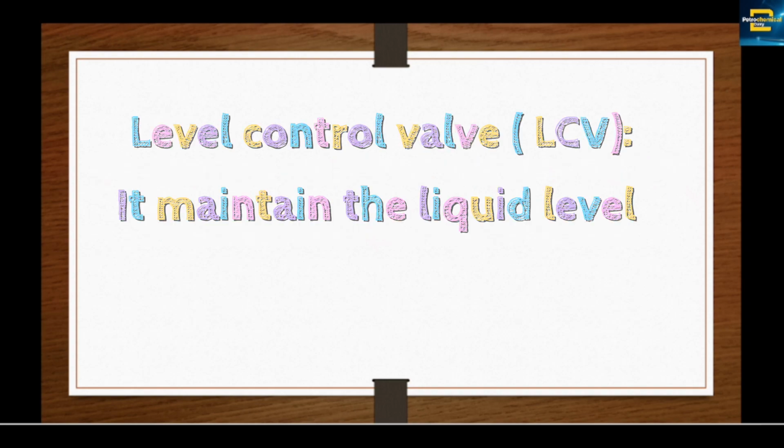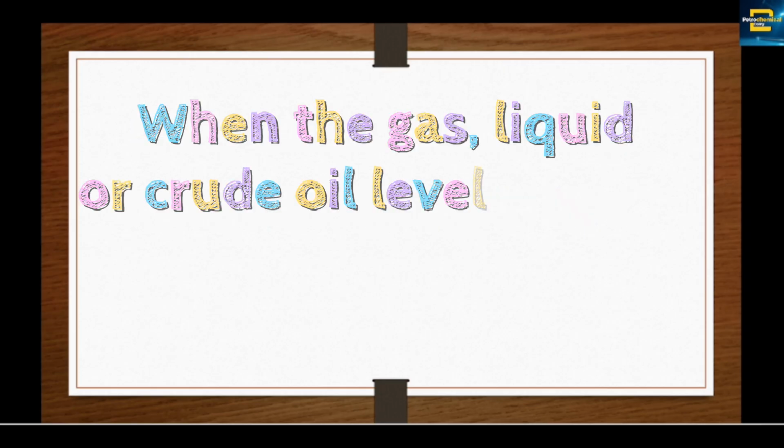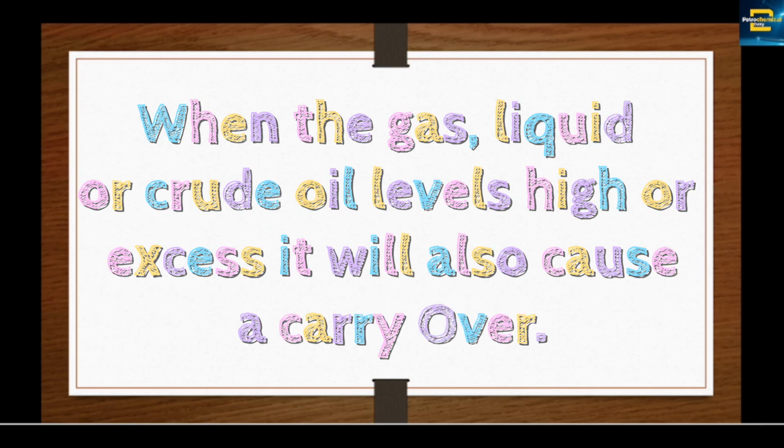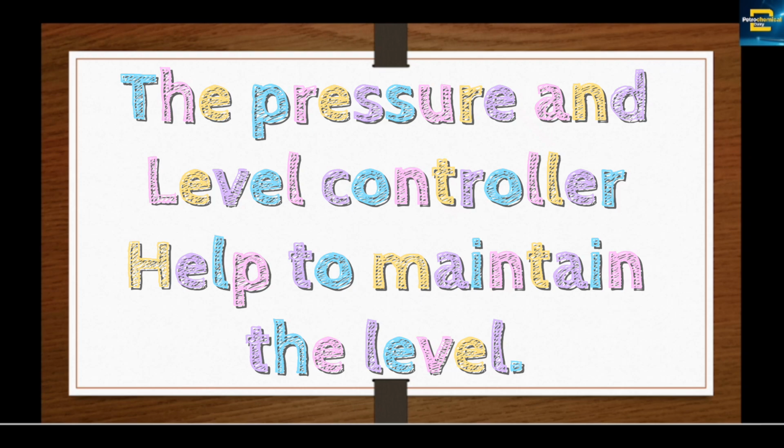And the level controller maintains the liquid level. Now we have to know that when the gas level is high, it will also cause a carryover. Any level that is high will cause a carryover. That means excess: where gas is excess, it will cause a carryover; where liquid is excess, it will cause a carryover; where crude oil is excess, it will cause a carryover. So this level controller helps to prevent this carryover. It helps to maintain the level.